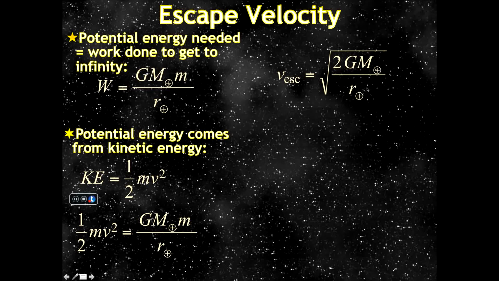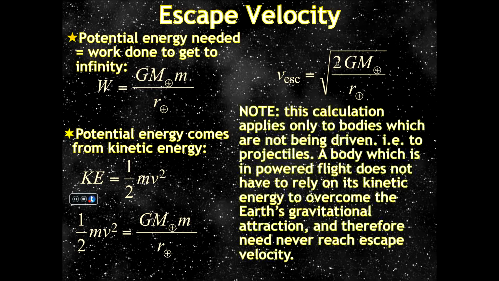Remember, this is for the Earth, so I put Earth symbols in. Now, you'll notice that the circular velocity was the same, but without this 2. So to get something into orbit, you have to get it going with circular velocity. To get it to escape, you only have to go root 2 times faster, which is only about 40% faster. So the difference between putting something into orbit and making it move so fast that it can escape are very close together.